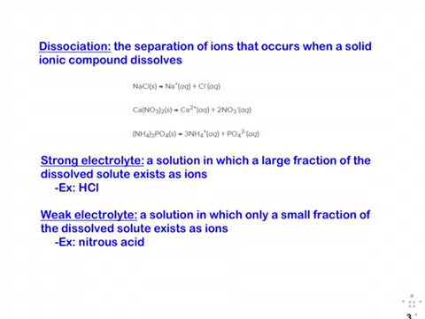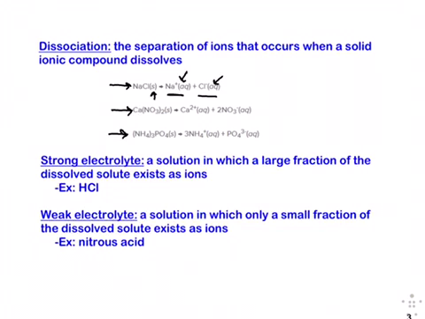Dissociation is the process of separating ions that occurs when a solid ionic compound dissolves. So we can show that in forms of chemical reactions. So we have our table salt, and it's going to break apart into the sodium ion and the chloride ion. We know that it's dissociated because of the (aq) written behind each ion. So that's indicating that it started as a solid and then it was placed in water and it dissociated. These other two are also examples of dissociation.